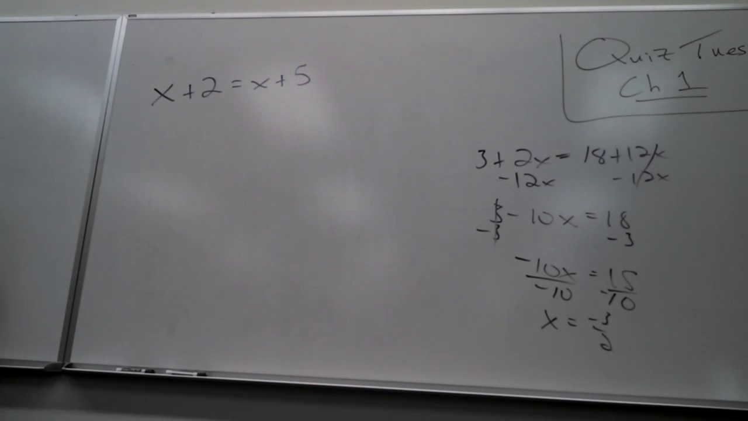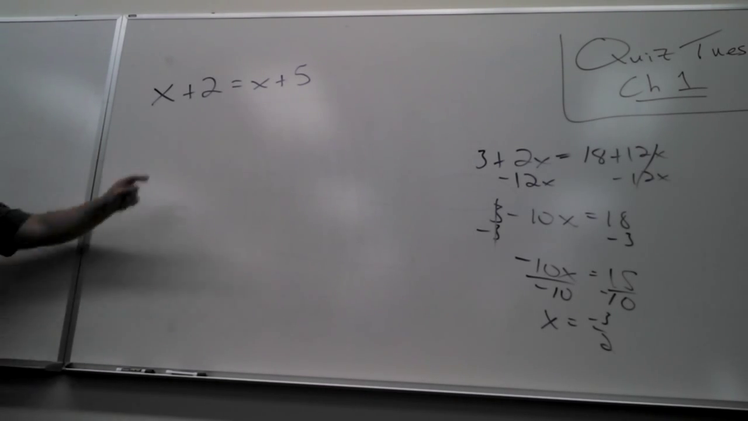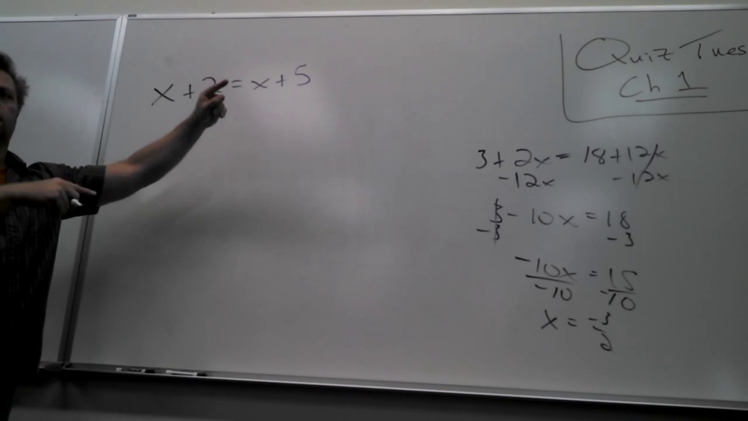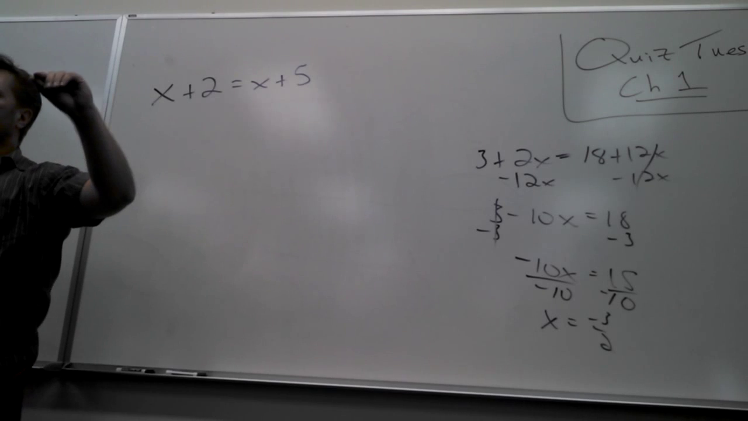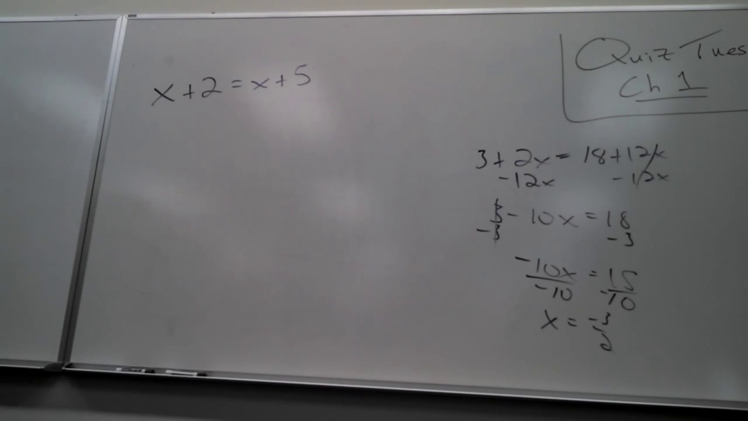Don't try to solve it. Why is that equation as it's written bogus? What's it say? There's a number that when you add 2 to it, you get the same thing as if you added 5 to it. Is there a number that does that? No, there's not. There's no number that, if you add 2 to it, you get the same thing as if you add 5.